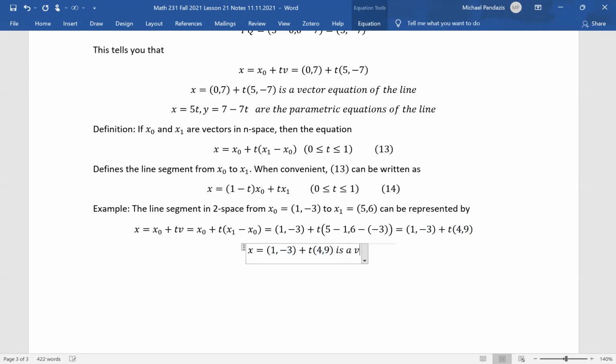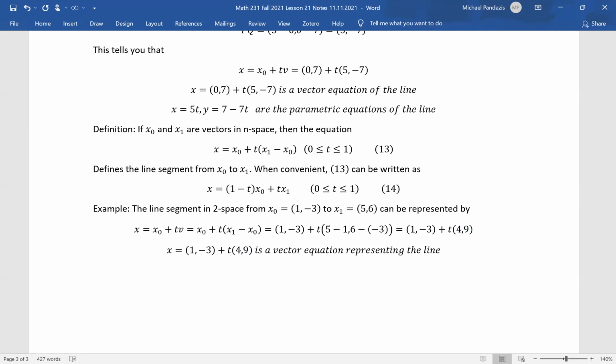And so this is a vector equation representing the line. Okay, so we represent that line. Recall, you could also do parametric equations to represent it.